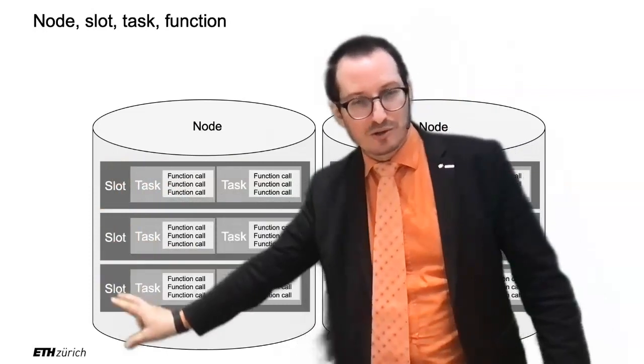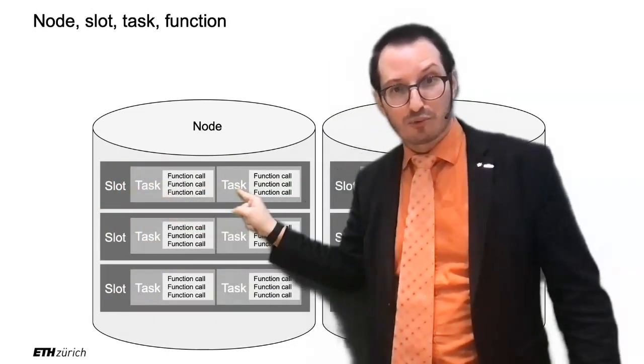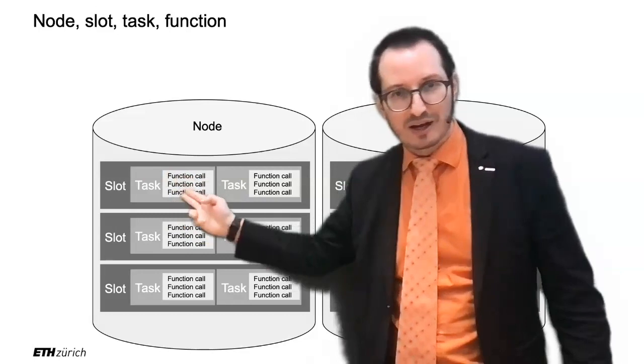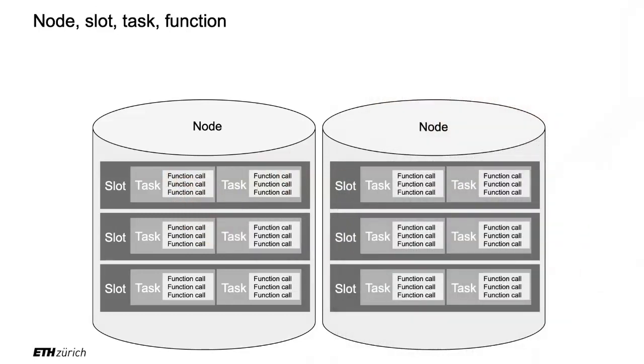We have multiple slots, the virtual cores, and each slot processes tasks sequentially, and within each task, you have a sequence of function code and so on. So this is how it all works.